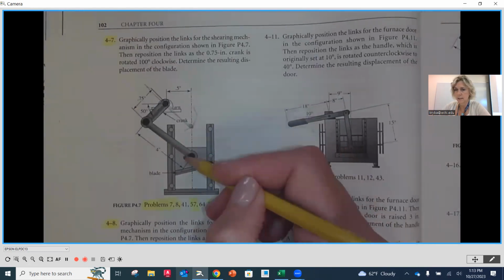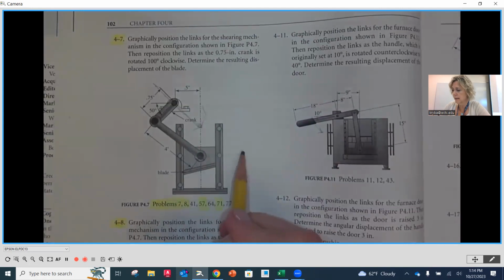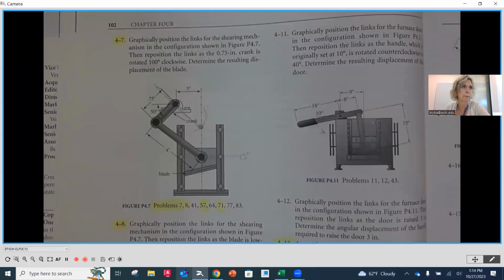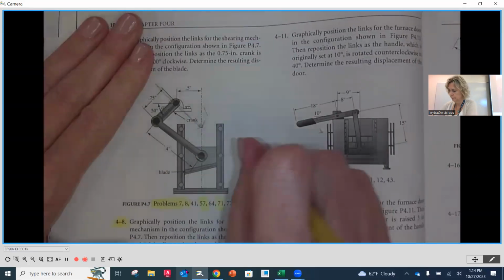Okay, so this is its original position, if you would. This is like 0 degrees, right? So where is it from there? Okay.